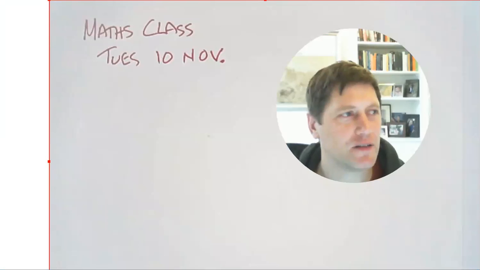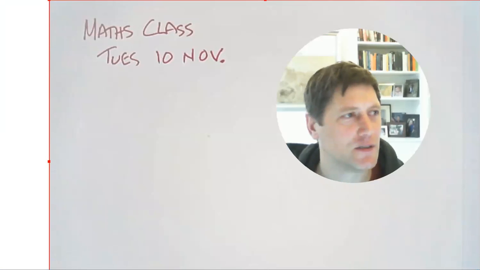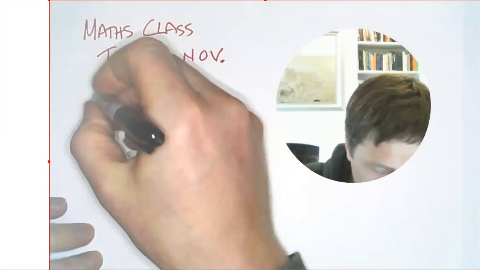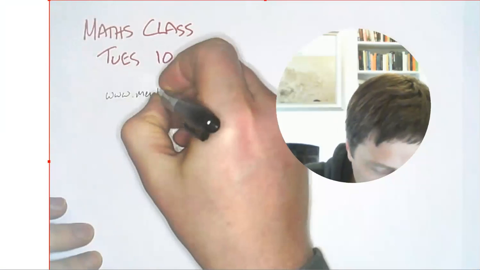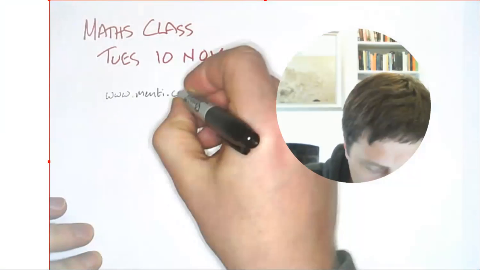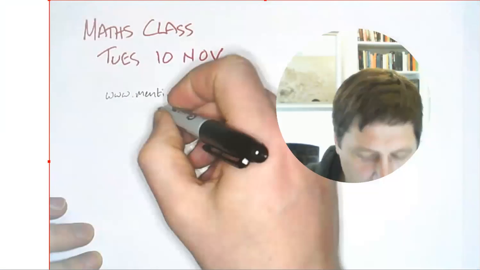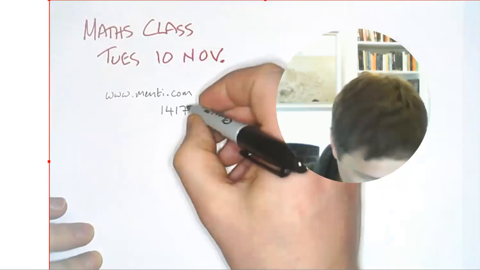I've set up a little quiz, first of all, just to check how well you understand one or two of those things. This is using the same website that Dr. Abdul did. So if you go to www.menti.com, our code is 1417386.